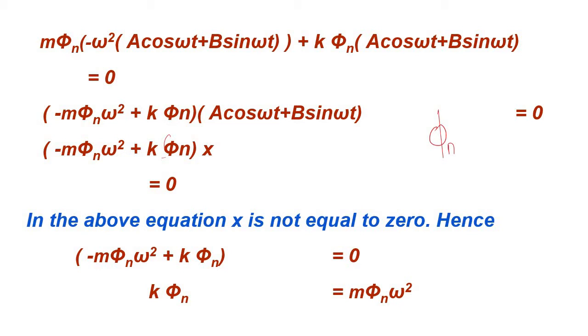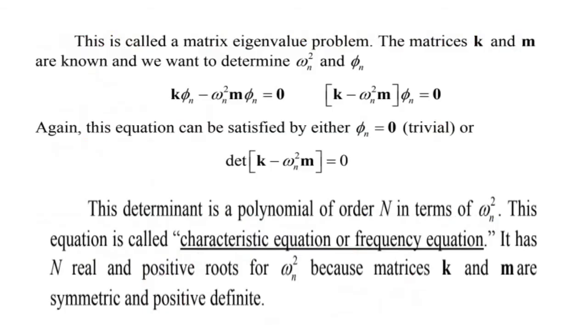From this equation, how can I write? This x cannot be 0, but this term can be 0. So I can rearrange this as k into phi n is equal to m into phi n into omega square. Now you have to understand that these are vectors and matrices, therefore I cannot cancel this. So this is my equation, k into phi n is equal to m into phi n omega square.